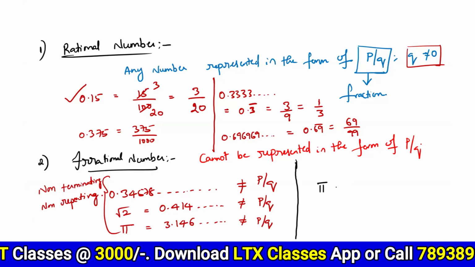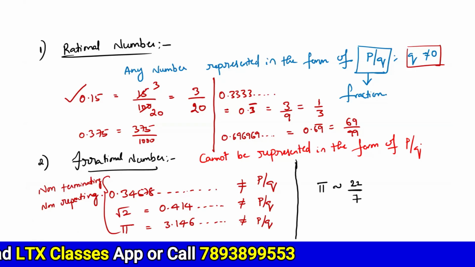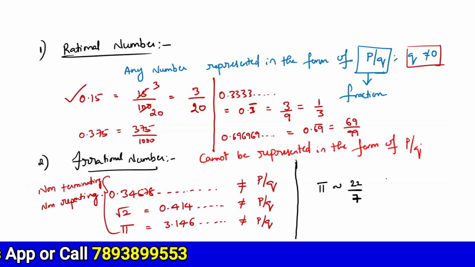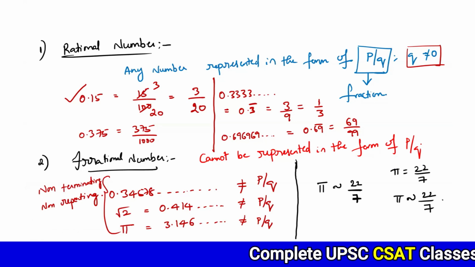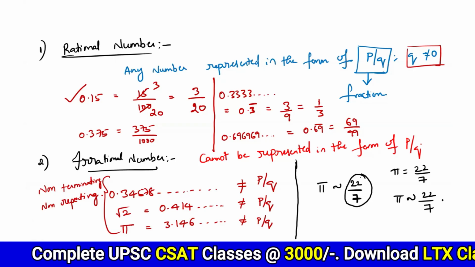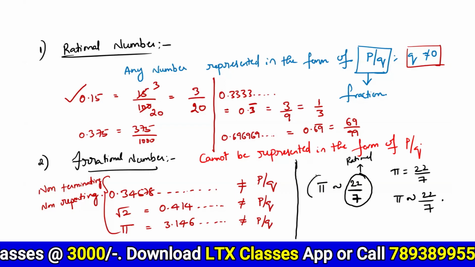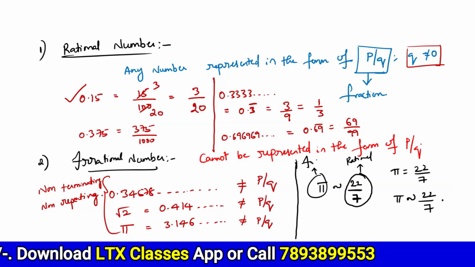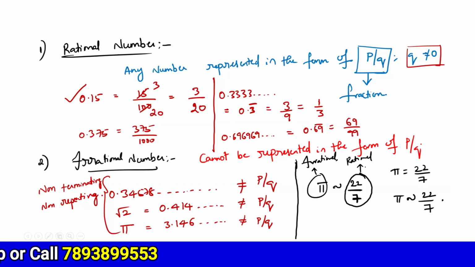22/7, but remember one thing, it is generally approximated. It is an approximated value, it is not the exact value. You should not write pi is equal to 22/7. It is like pi is approximated to 22/7. That's it. But remember, this 22/7 is a fraction, so this is a rational number, whereas the value of pi is an irrational number. Only to solve the questions we are generally approximating.